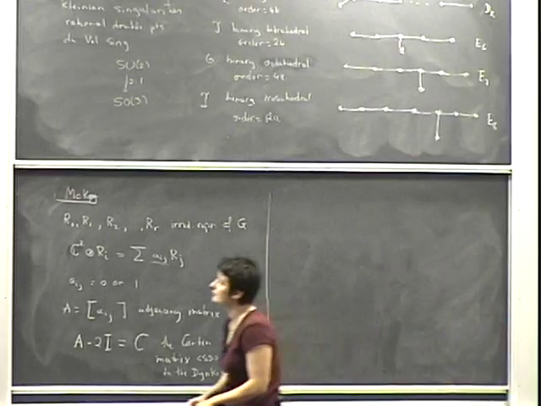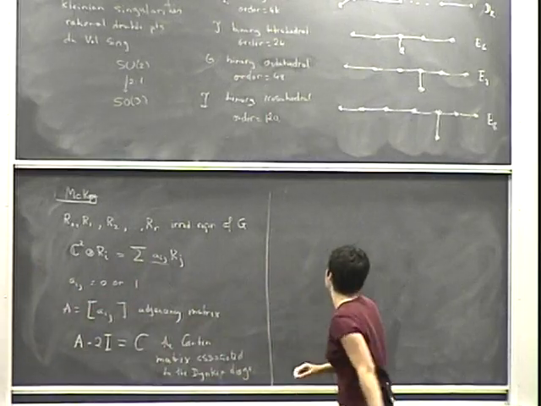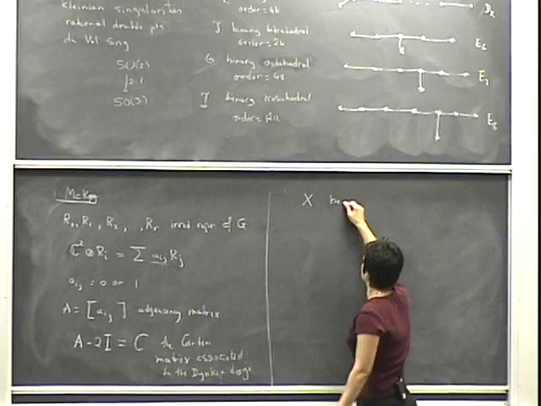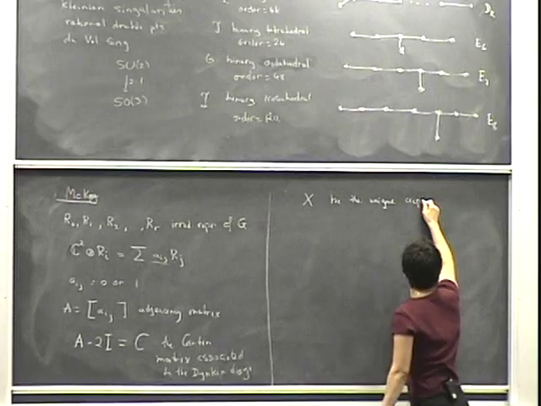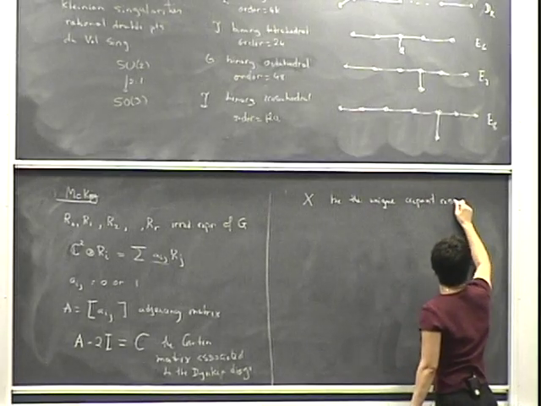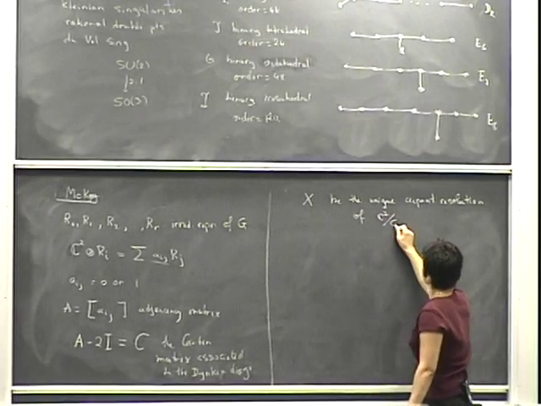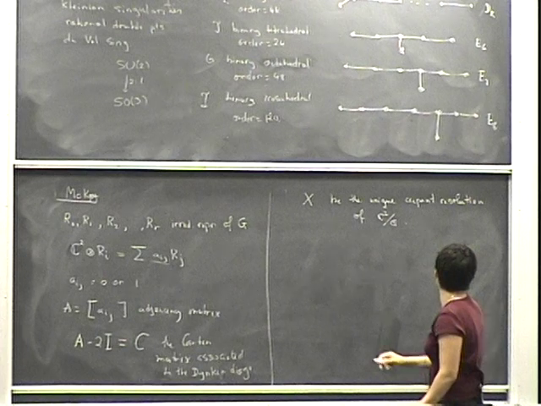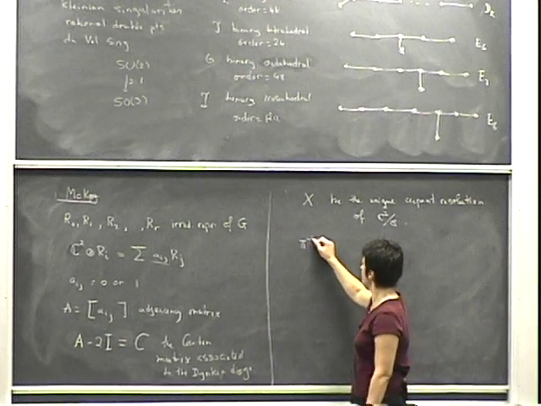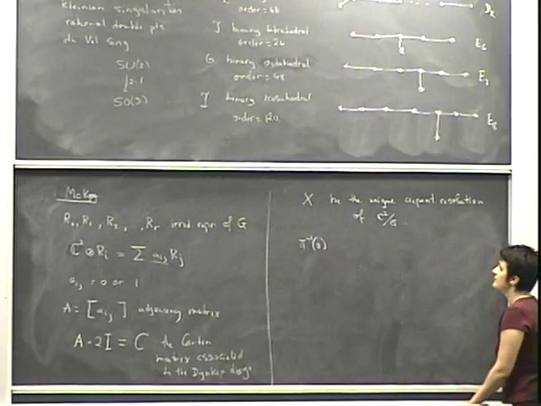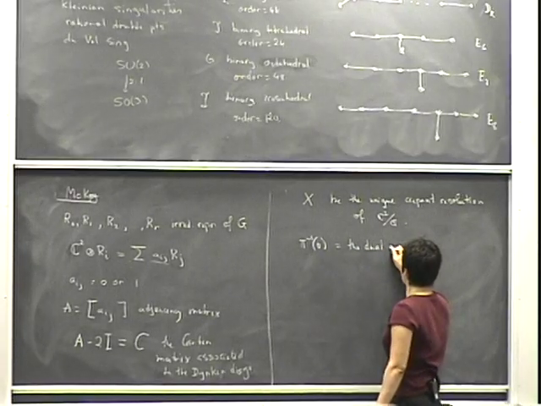Now, as I said over here, if I take C2 mod G, a Crepant resolution always exists and it is unique. So let X be the unique Crepant resolution of C2 mod G. Then the exceptional divisor of this X is going to be the dual of the Dynkin diagram.